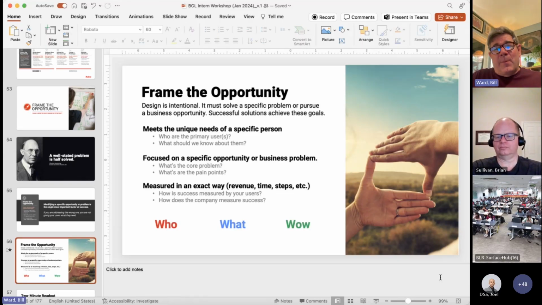And then we're going to measure in an exact way. Now, this is very important. Are we measuring revenue, time, steps to completion, like we're reducing the number of steps? How is success measured by your users? It doesn't matter as much what the business says is success. It's really what do the users say is success? And then how does the company measure success? We call this a who, a what, and a wow.